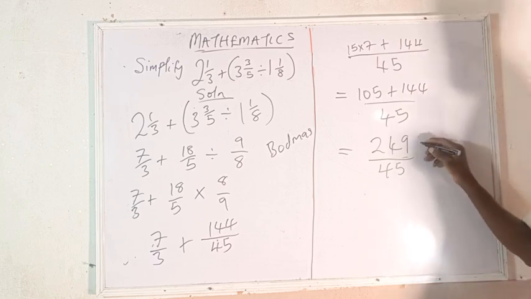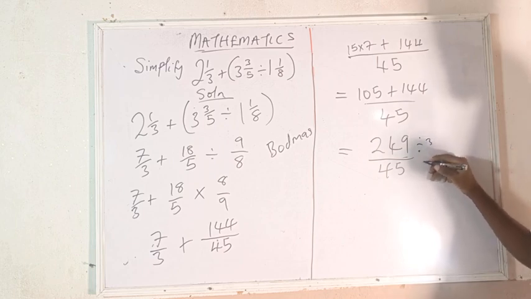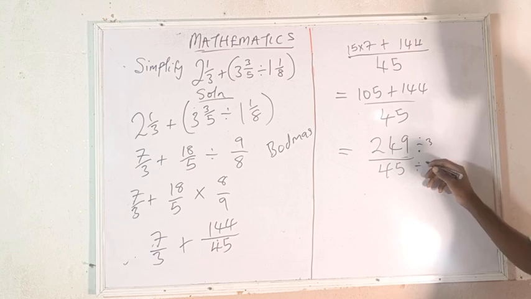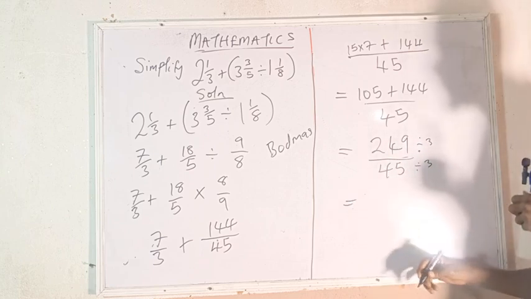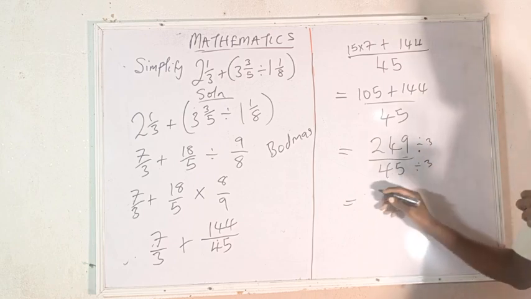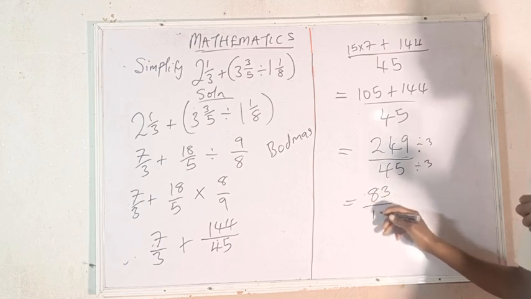Okay, then we can say this divided by 3. This one also divided by 3. This will be equals to, this one, it can go 83 all over 15.